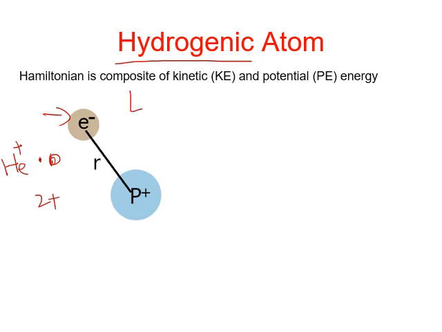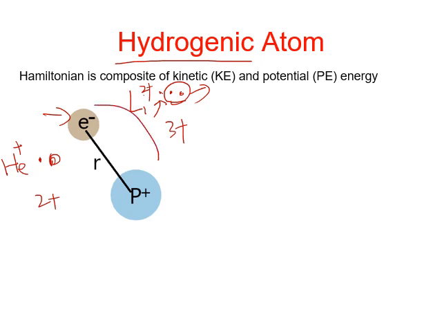Similarly, lithium contains 3 protons and 3 electrons. When it loses 2 electrons, it becomes 2 positively charged, but still has only 1 electron outside. So these are called hydrogenic atoms, where you only have 1 electron outside the nucleus.